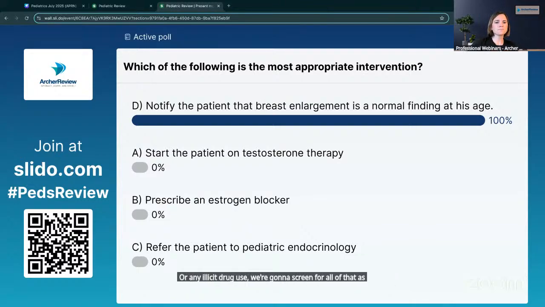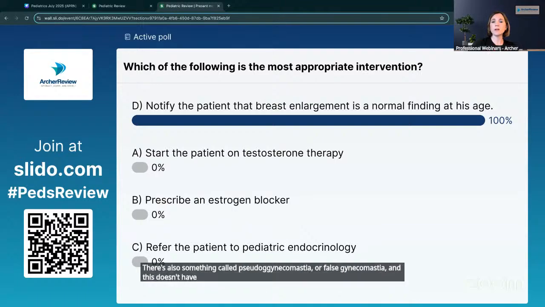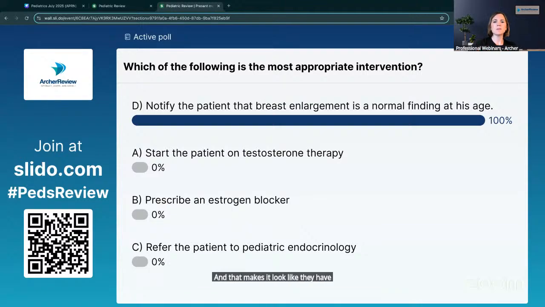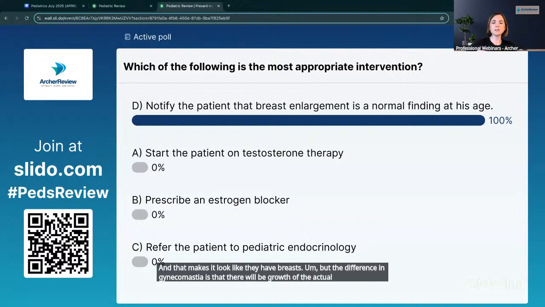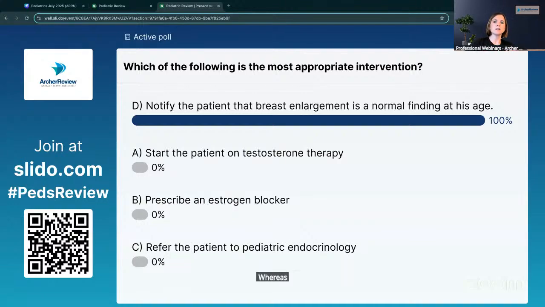There's also something called pseudogynecomastia or false gynecomastia, and this doesn't have anything to do with puberty or hormones, but it's when a male has extra fat tissue in the chest area, and that makes it look like they have breasts. But the difference in gynecomastia is that there will be growth of the actual breast gland tissue, whereas in pseudogynecomastia, it's just fatty tissue.